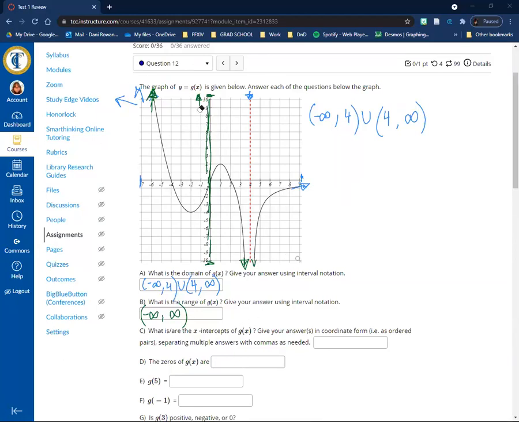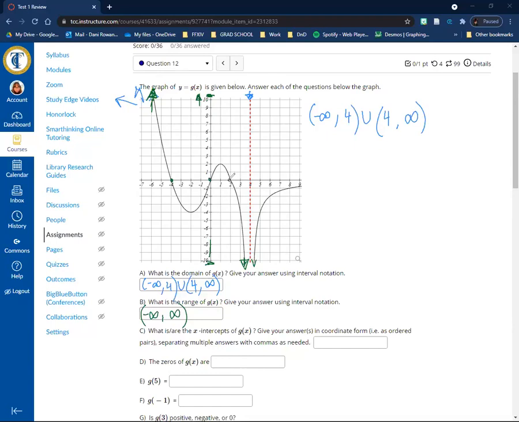Now let me go ahead and clean up the graph a little bit. So what are the x-intercepts? -2, 2, and 4. What is it in order? Oh wait, never mind, I was looking at mine. -4, 0, and 2.